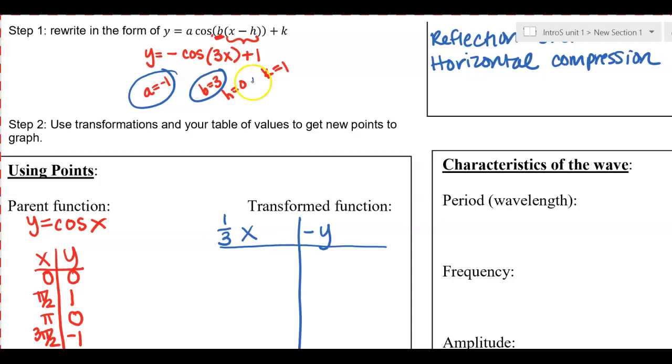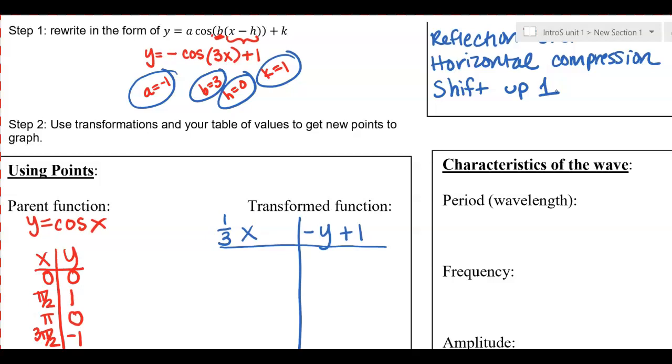Okay? We have no h value, so I'm not going to be shifting anything left or right. And then we have a k value of 1. Is that going to affect my x values or my y values? Y. Okay. And what type of transformation is that in words? We're shifting our graph up 1. Okay.